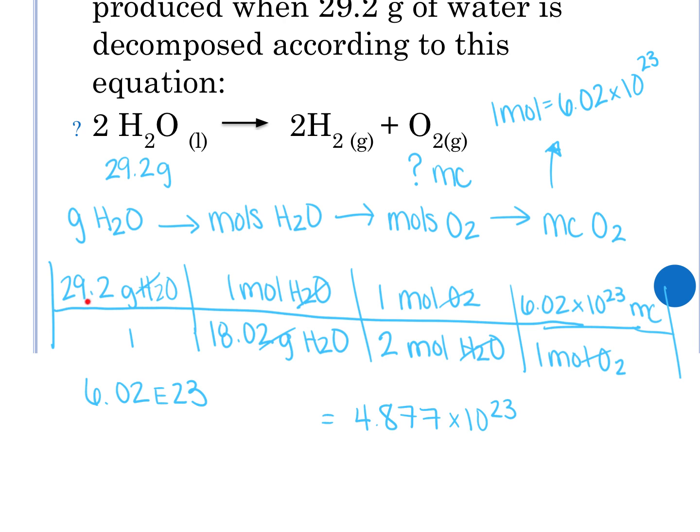Okay, how many sig figs are in 29.2? Okay, 3, any less than 3 over here? Okay, so what should we round this to? Okay, so we take 4.88 times 10 to the 23rd molecules of oxygen.